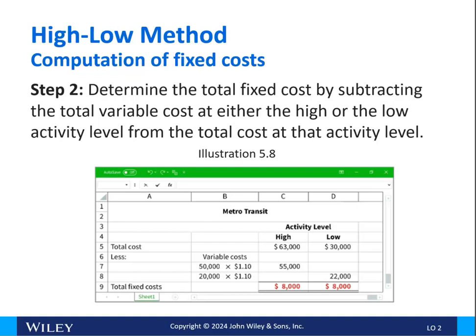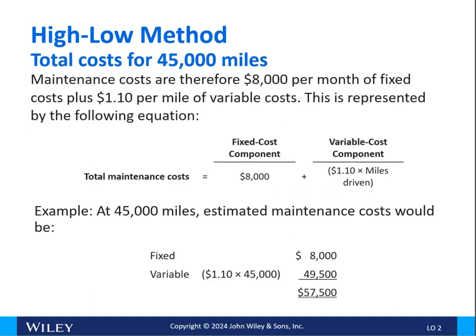We can do the same analysis on the low level. Again, $30,000 total cost, $22,000 of variable cost, which is the 20,000 miles driven times the $1.10 per mile. That difference is $8,000. It's the same solution, so you can use either the high or the low to calculate this, but $8,000 is our fixed cost. Maintenance costs are therefore $8,000 per month fixed plus $1.10 per mile of variable cost.